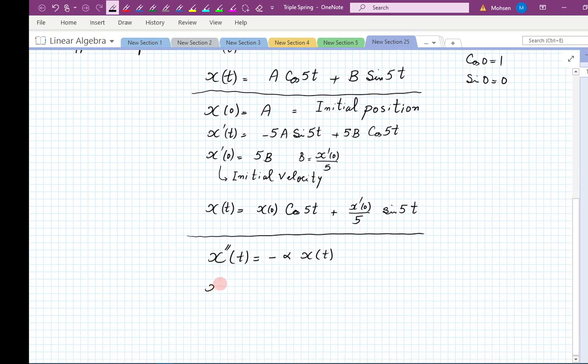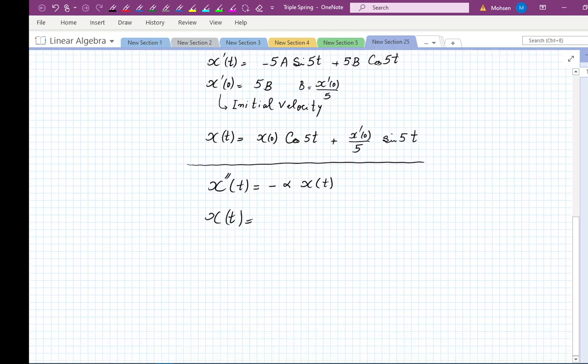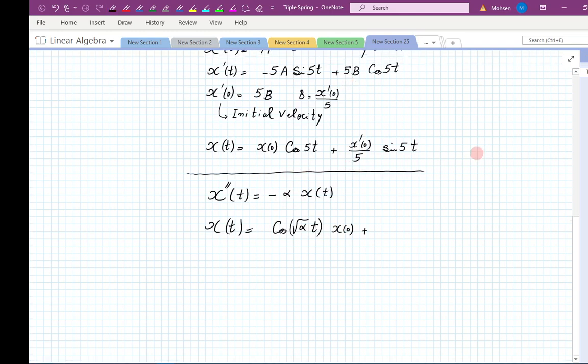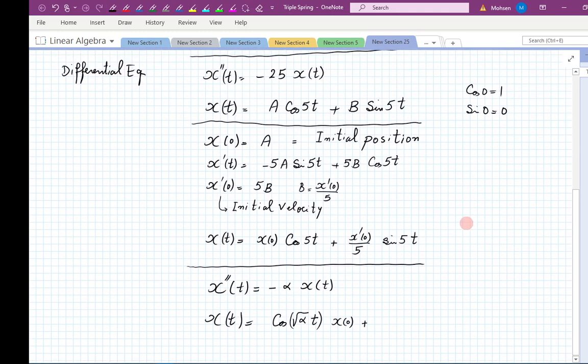So the solution of that would be x of t is equal to, so we said we have to take square root of this thing. So I'm going to write cosine of square root of alpha times t, times x0. I'm going to write it on the right hand side so that it conforms to what we are going to do with matrices later on. This 5 was the square root of 25, for example. We took a square root and divided by that.